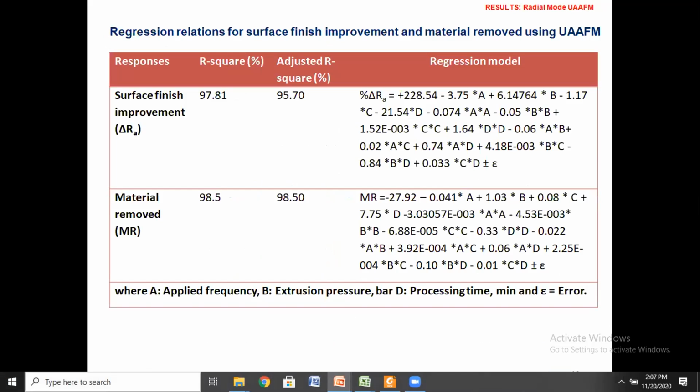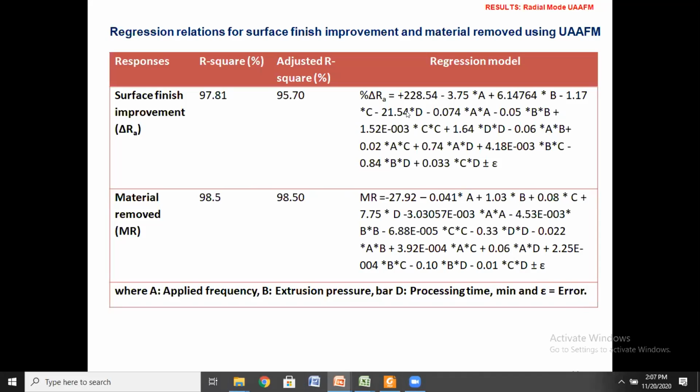It mainly focuses on the relationship between the dependent variables and the independent variables, right? Here I have two responses, surface finish improvement and MRR. The regression equation has been generated using the software. So we have developed the regression equation, and R square and adjusted R square are calculated. Using these regression equations, you can calculate the error between the predicted value and the actual value with respect to the percentage improvement.